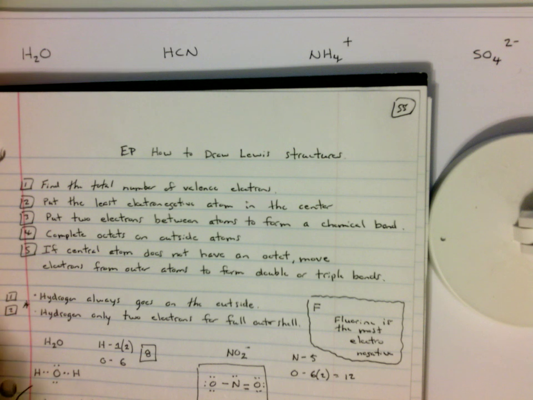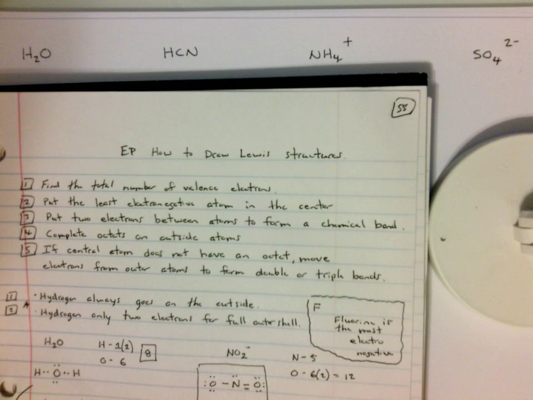Okay, this is our video on how to construct Lewis structures of some covalent compounds. Before we start, make sure we have our 5 rules for drawing these structures, which we're going to refer to. We have these 5, and we also have these other 2 ideas. One with respect to hydrogen: it always goes on the outside of the molecule, and its outer level is full with only 2 electrons.